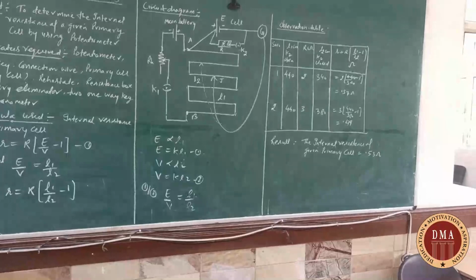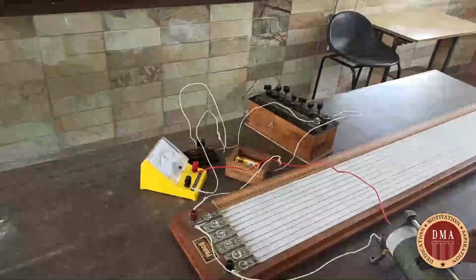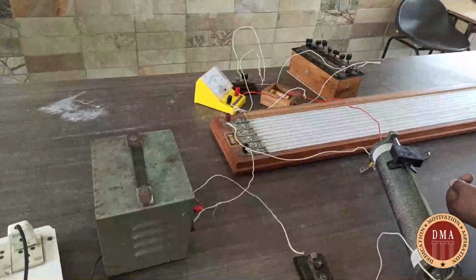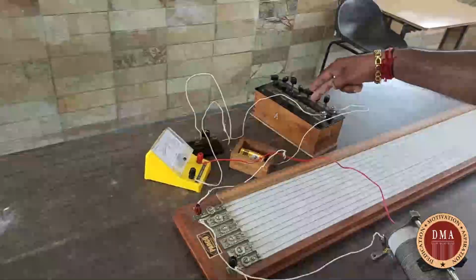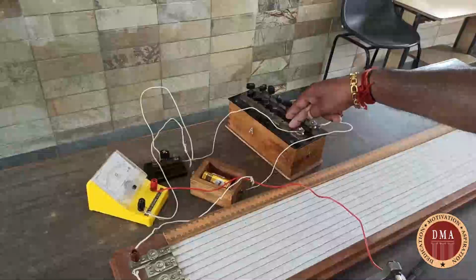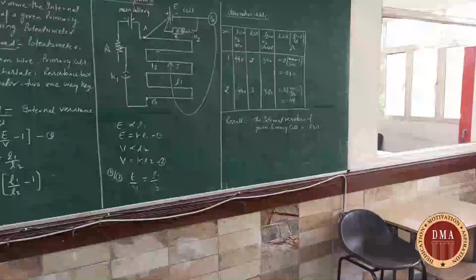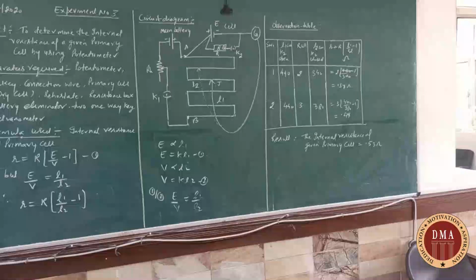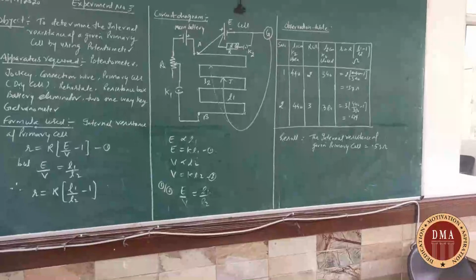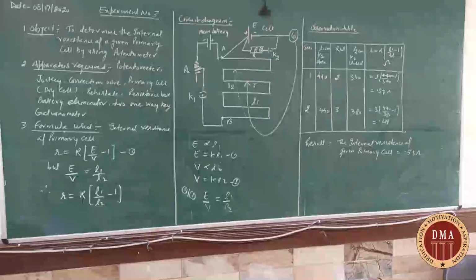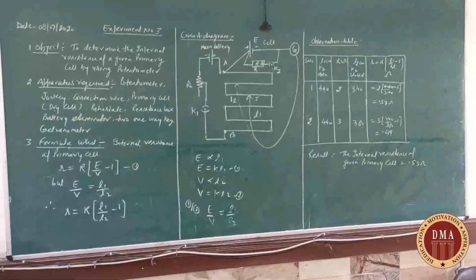Again, L1 is the same because we are not changing the potential gradient. Now we will take out the 3 ohm key from the resistance box. That is, we are applying a load resistance of 3 ohm. And now we are taking current from this cell, then the balancing length will be 380, and then you can put the values of L1 and L2 in this formula, and we will find the resistance 0.49. There is just some error, but the values are approximately equal, and we will take the mean of both readings, and then we will find the resistance 0.53 ohm.